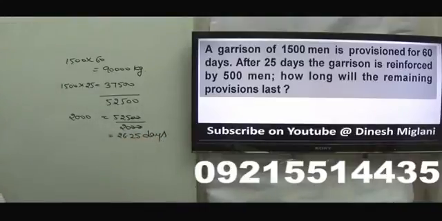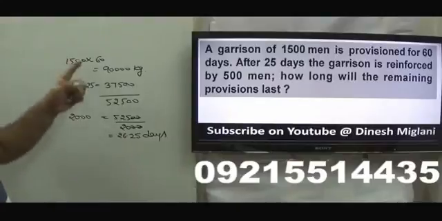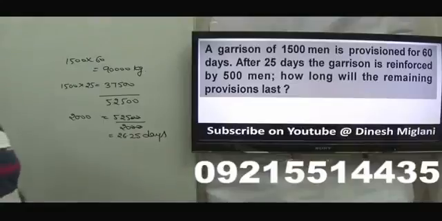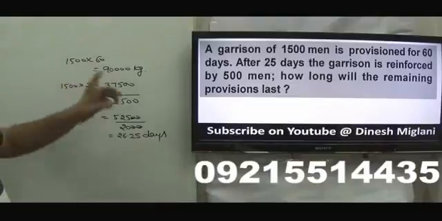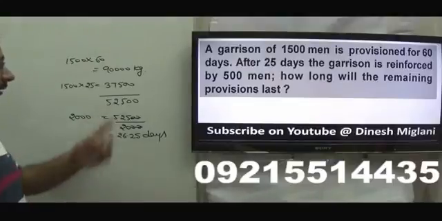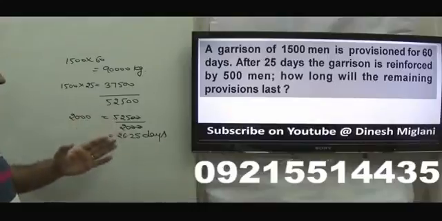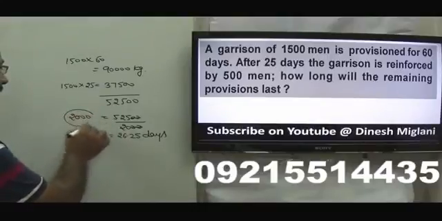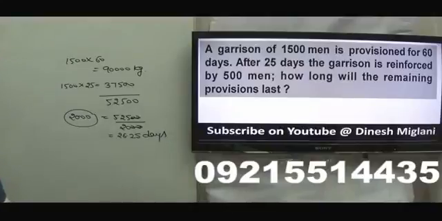Okay, what we have done here, just pay attention here again. 1500 men, food is available for 60 days. We assumed consumption of 1 kg in one day, so for 1500 men in one day, how much consumption is there? 1500 into 60, you can say 90,000 kg. In the second case, after 25 days they consumed 1500 into 25, that is 37,500. Now how much is left? 52,500. Now you can say total men available are 2000. Now if you find for how long it will go, 52,500 by 2000, answer is 26.25 days. That's your answer.